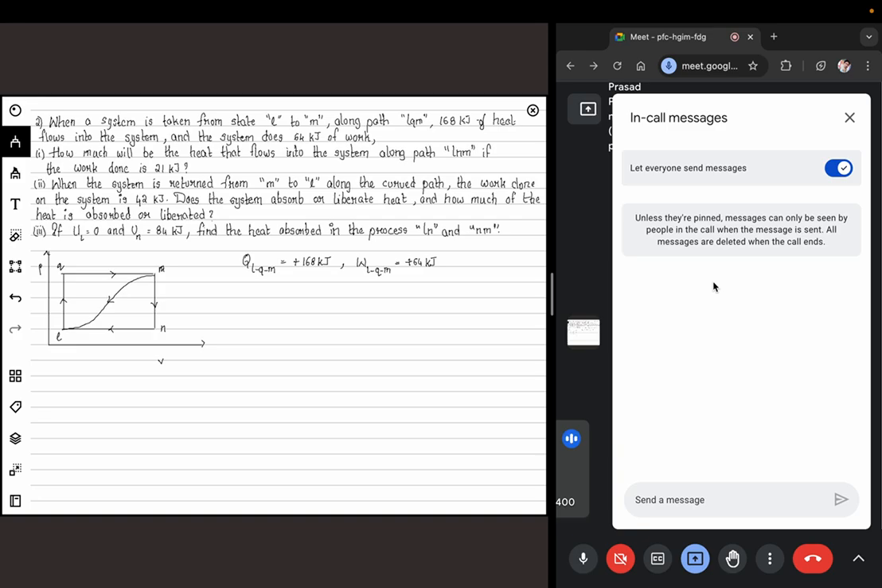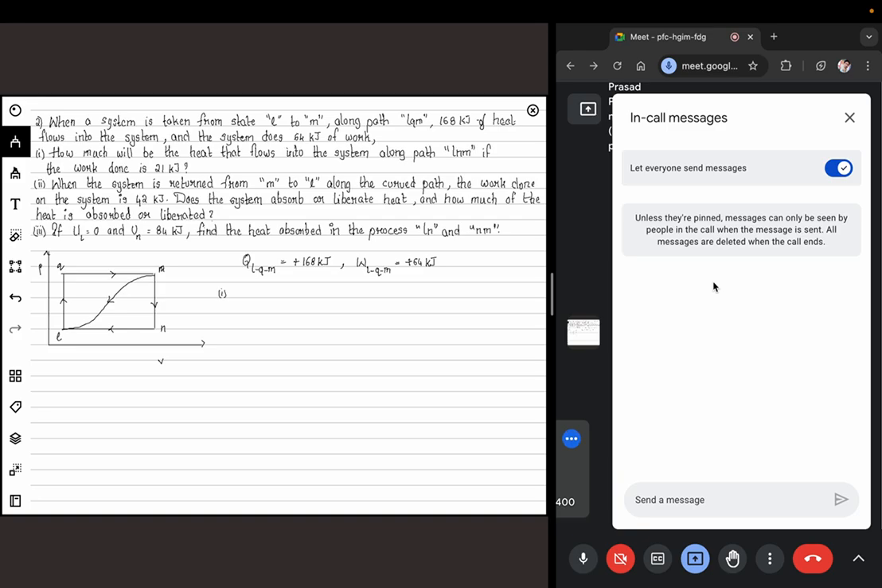Now with this information, we will proceed to the next parts. The first part asks how much heat flows into the system along the path LNM if the work done in the process is 21 kilojoule. This problem only rests on knowing one fact: the change in internal energy is a state function and doesn't depend on the path you are following.